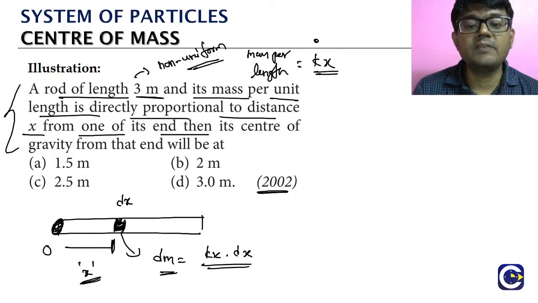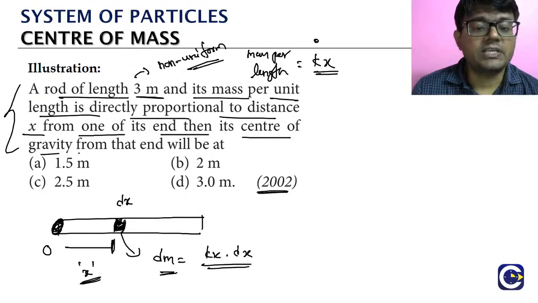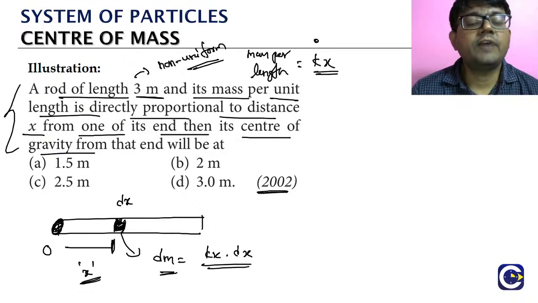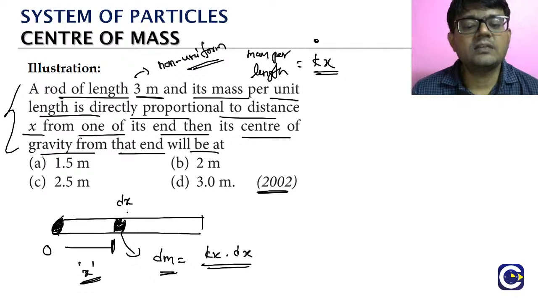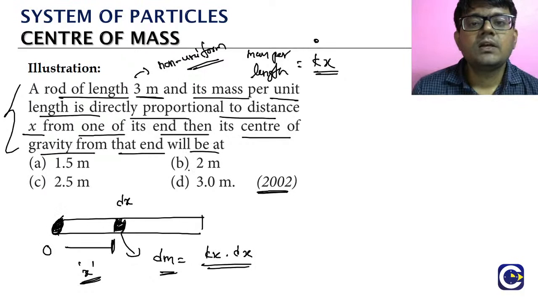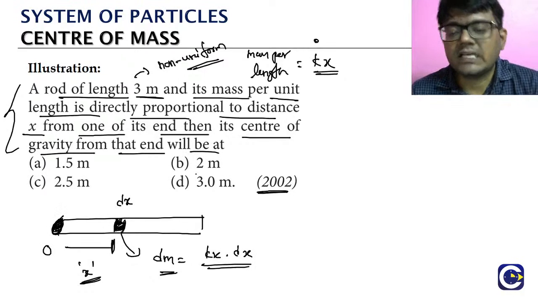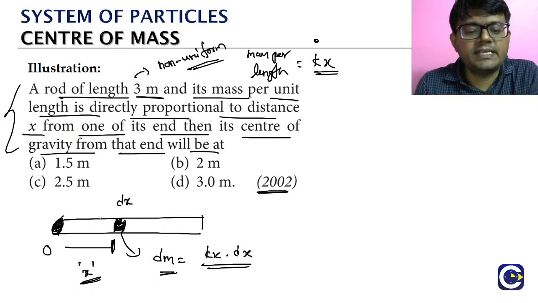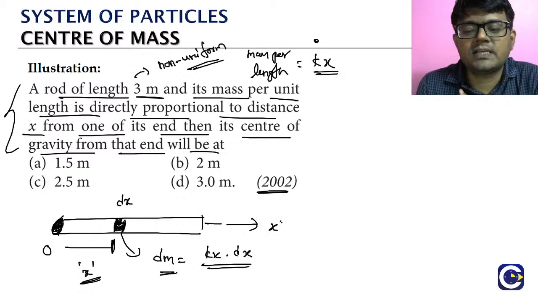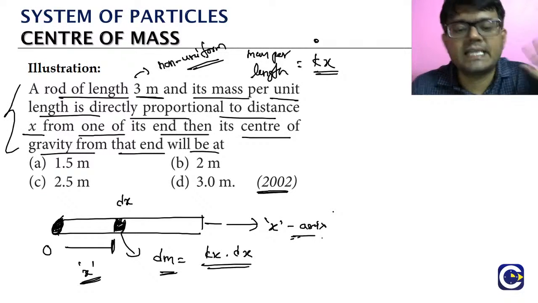Now we have to find the center of gravity location from the end. Whichever end we take as the origin, we have to find the distance of the center of gravity from there. All the particles are on the x axis, so we have to find the x coordinate of the center of gravity.